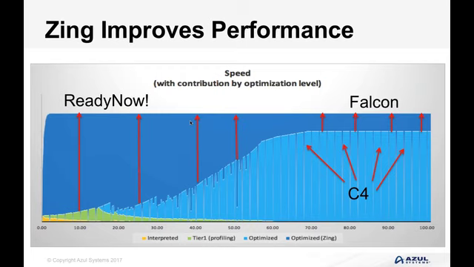Falcon will push the level of performance higher. So we're getting better performance from our application code, so we're getting overall better performance. And C4, the different garbage collector, will eliminate these dips in performance. So we get a much smoother, much nicer looking profile for the performance of your application when it's running on Zing.